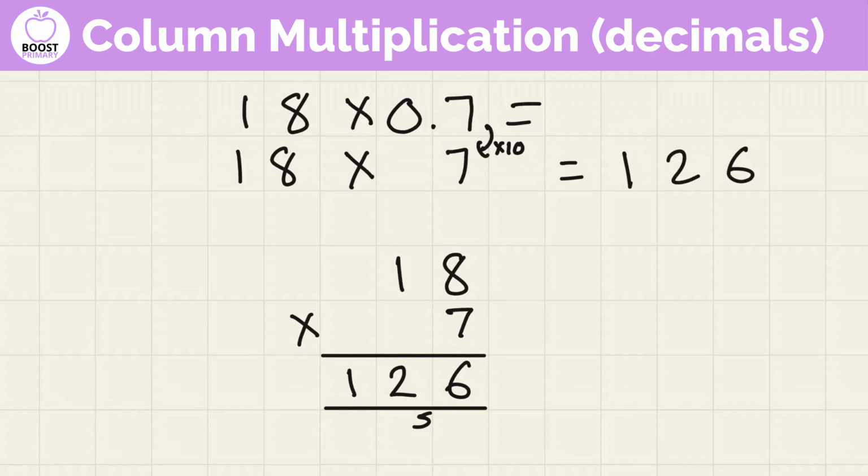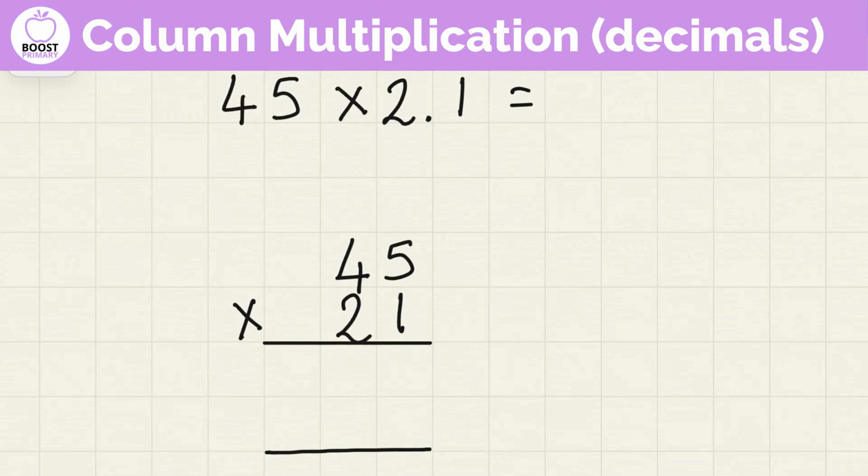Because I made 0.7 10 times larger, I now need to make my answer 10 times smaller. 126 divided by 10 is 12.6. And that's my answer to 18 times by 0.7.